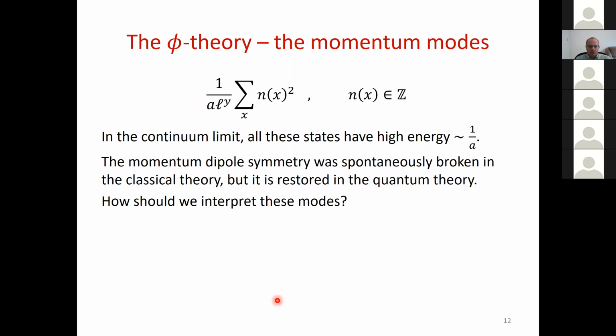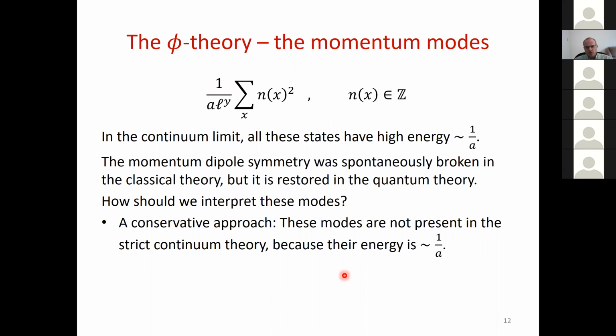So the global symmetry, which appeared like it was spontaneously broken in the classical theory, is actually restored in the quantum theory. This is already true for the 1 + 1 dimensional compact boson. There's a momentum symmetry which appears to be spontaneously broken classically, but the symmetry is actually restored in the quantum theory. So how should we think of these modes? How should we interpret them?